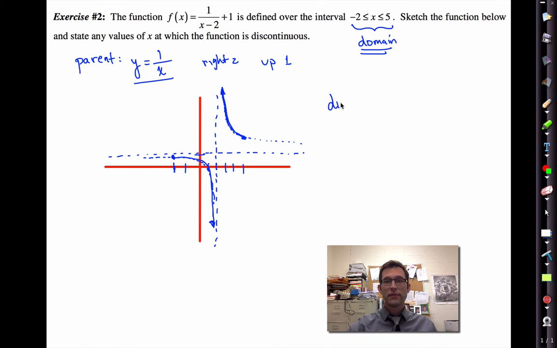Now, clearly, it's got a discontinuity at x equals 2. In other words, if I started drawing it from -2 to 5, right, it's at x equals 2 that I would need to pick the pen up to complete the graph. All right? So, two skills put together, being able to identify a parent function, its shifts, and graph it, along with the thought of discontinuities.